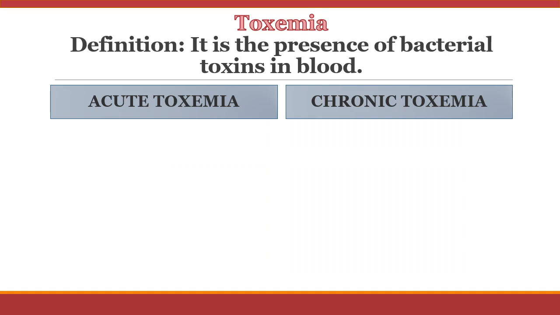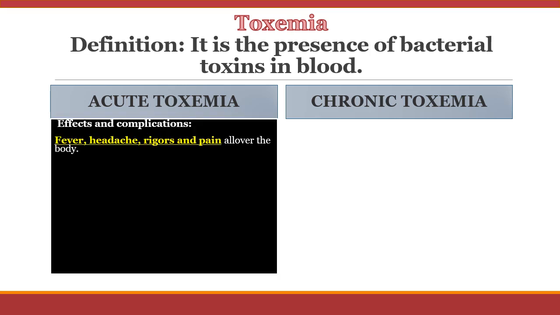Let's start with toxemia. So toxemia means the presence of bacterial toxins in the blood. We have 2 forms of toxemia. It can be acute toxemia that happens with acute inflammatory reactions, or chronic form of toxemia that occurs with the long-standing chronic inflammatory responses. So let's first start with the manifestations of acute toxemia.